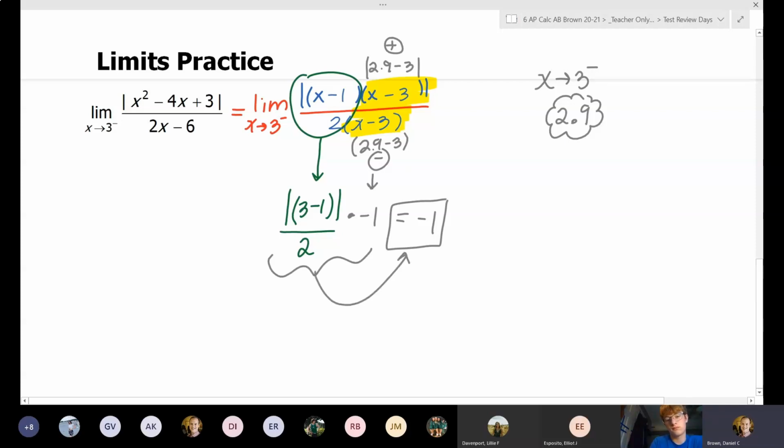You could do a similar process if I switched this problem and said, what's the limit as x goes to 3 from the right? It would eventually be +1, again, because the signs for that highlighted part would be positive over a positive. So those are the tricky examples for limits.